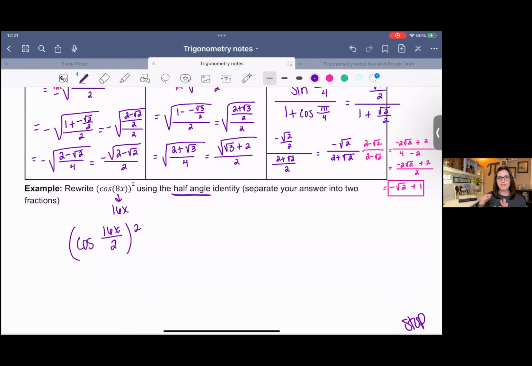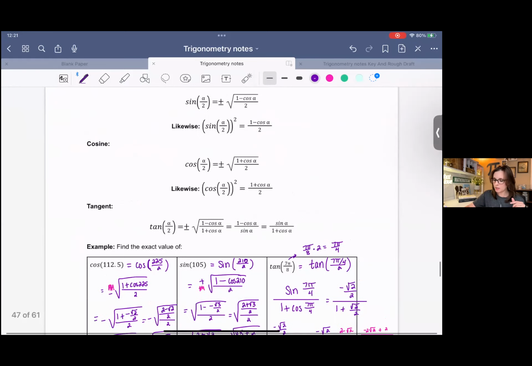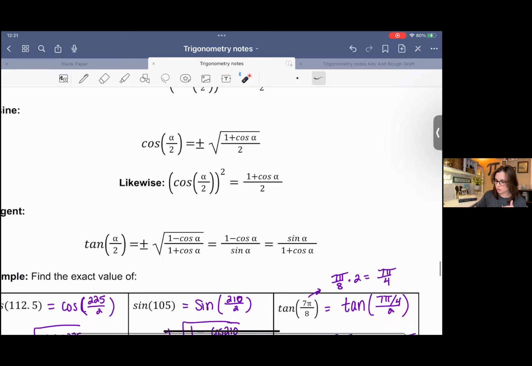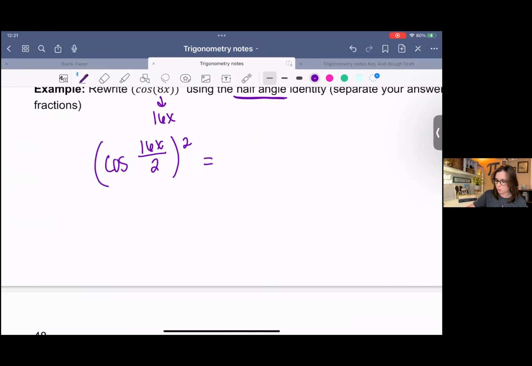Since we're talking about half angle, that means we're actually going to do the opposite. We're going to multiply by 2 because 8x is representing the half. So it's actually going to be 16x over 2 and then all squared. I'm going to go up to my identities and I can see that the half angle squared equals 1 plus cosine x over 2. I'm going to go down here. This is going to equal 1 plus cosine x over 2.